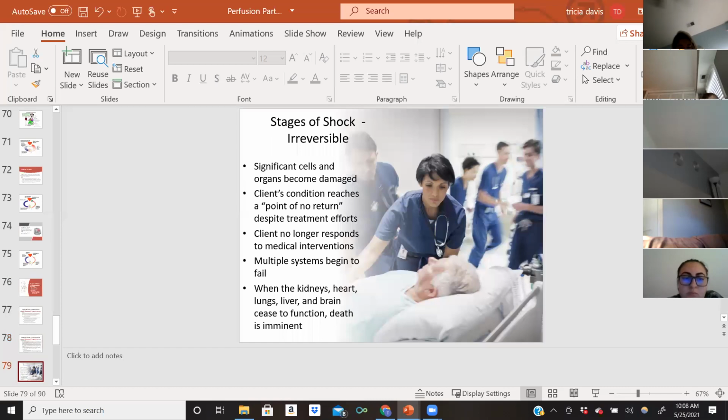And then if they're not able to help the patient through that decompensation stage, then we're going to move into the irreversible stage. So this is where we see significant cell and organ damage. This is where the client reaches what they call a point of no return despite all of the treatment efforts. The client no longer responds to any type of medical interventions. We're having multiple system failure, brain, heart, lungs, kidneys, none of them are going to function, and then death is imminent.